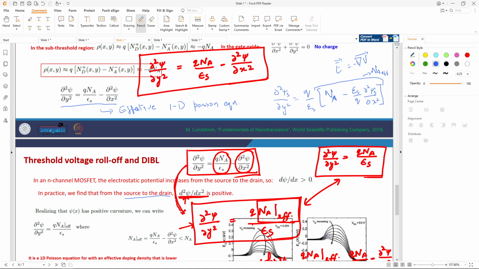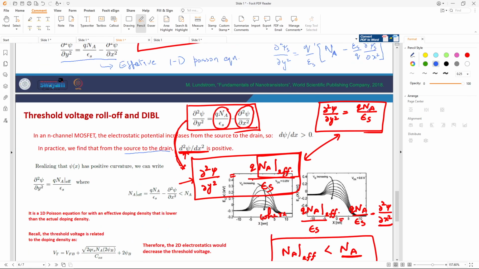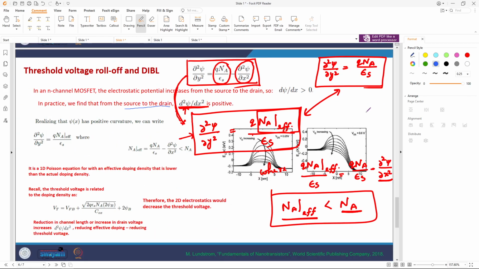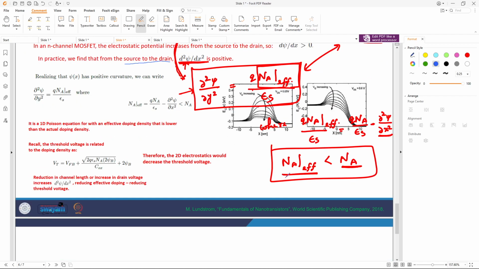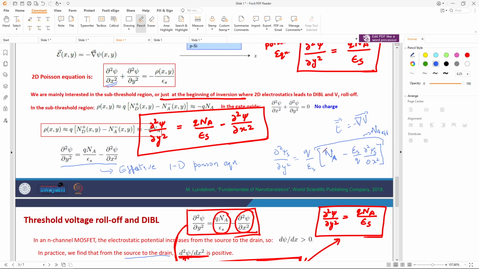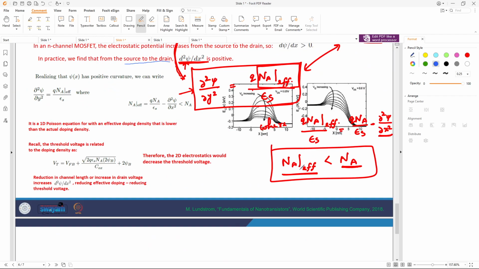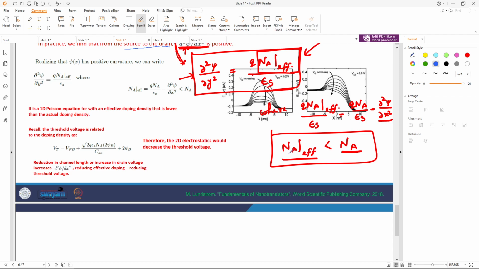Now see, this is the DIBL, with the role of capacitance. How is it reducing right now? Exactly. So right now we have written it in terms of potential. Now we will see what happens in terms of capacitance. Okay, so Na effective will always be less than Na, and higher VDS, smaller Na effective.